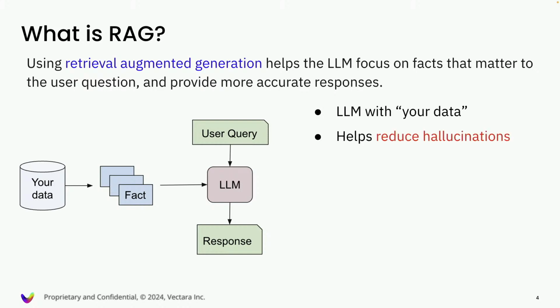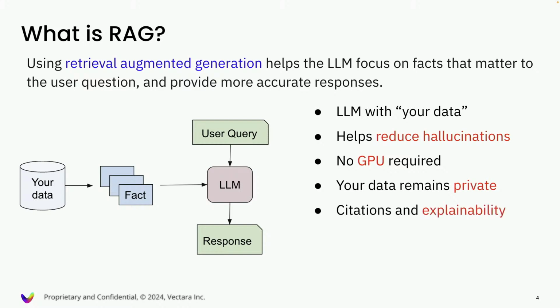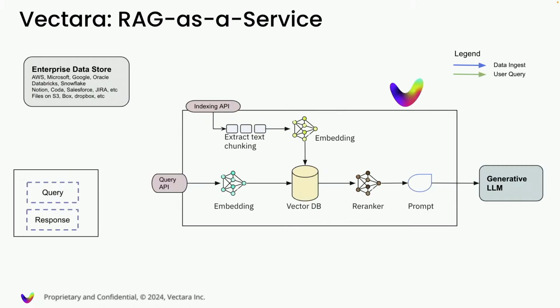It helps significantly in reducing hallucinations because you tell it which information to use. And it's not fine-tuning or training. There's no GPU required for the most part, and your data remains private. It's not trained on anywhere. So that's why enterprises like this quite a bit. And it also allows you to show citations and provide explainability, which I'll show you in a demo in just a minute.